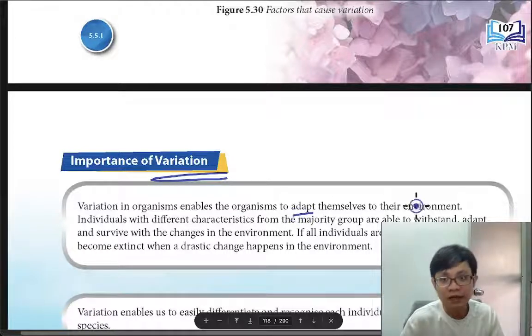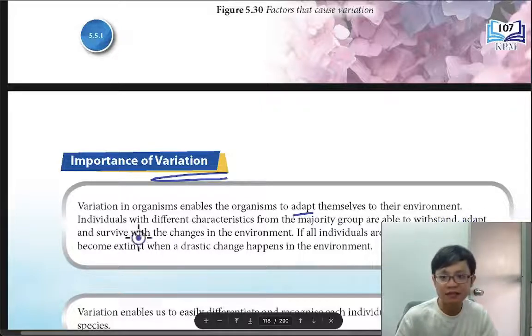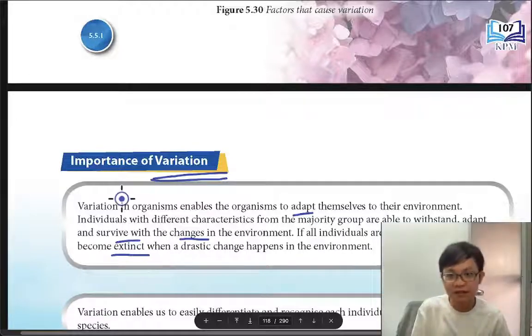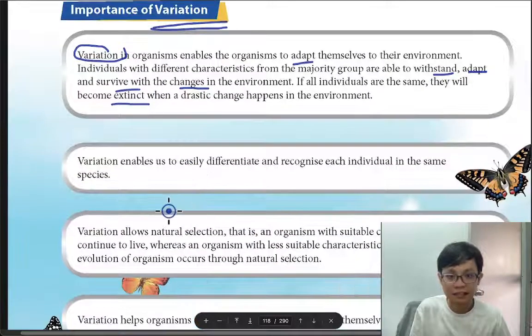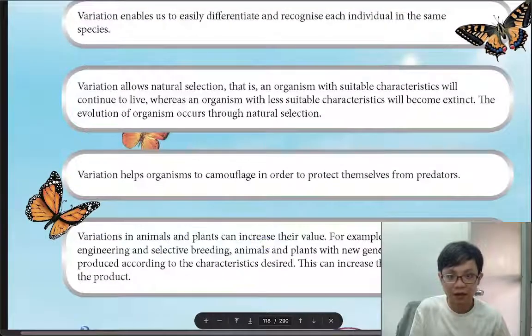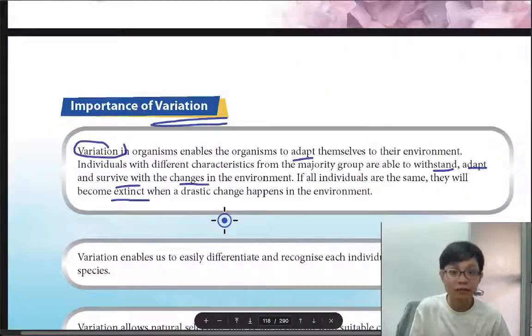One of it is it can adapt to the environment. The majority of the group can adapt and survive in the changes. If all the individuals are the same, they will become extinct. People will become extinct. Due to variation, it produces different resistance. There's a lot here. It produces some resistance so that you can adapt to the environment.